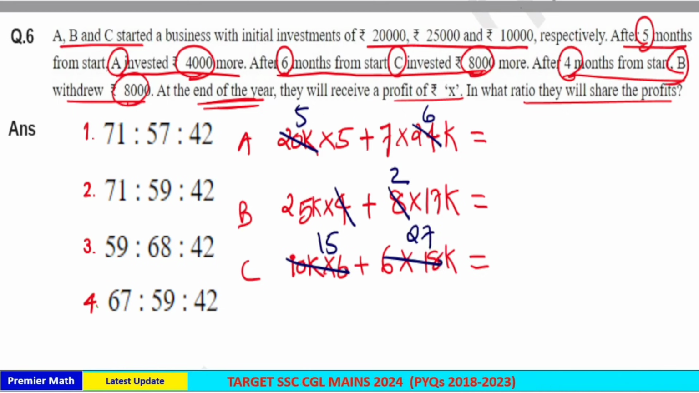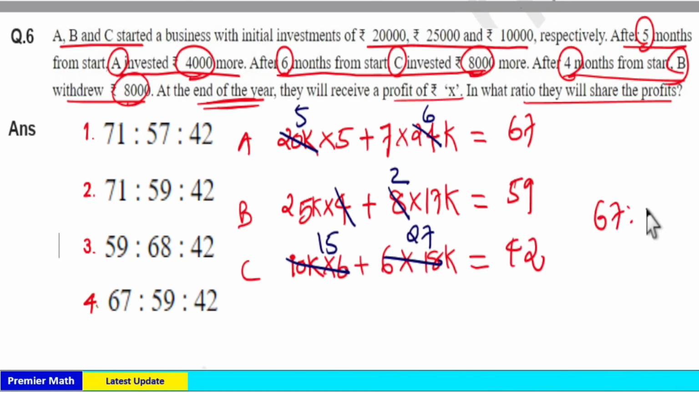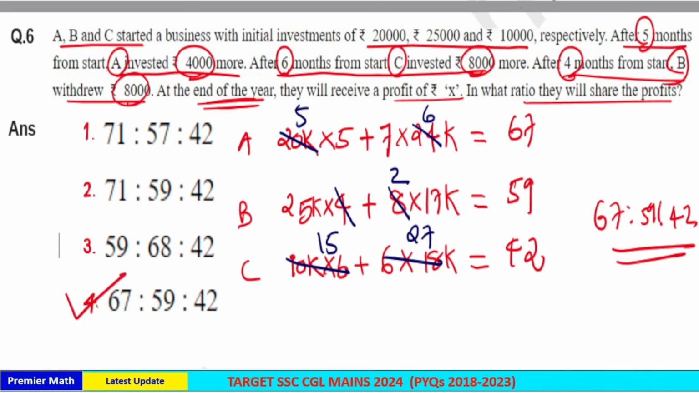Now, the sum is equal to 25 plus 42 is 67. 25 plus 34 is 59. And 27 plus 15 is equal to 20 plus 10, 30, 42. Now 67 is to 59 is to 42 is the ratio. Option 4 is your answer.